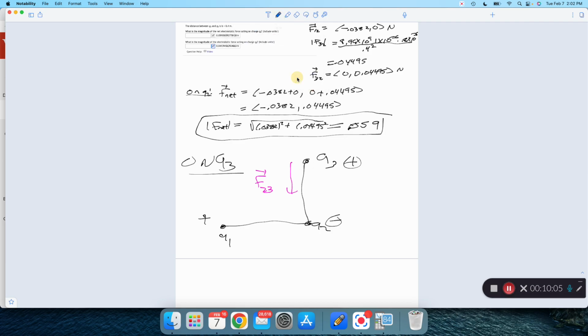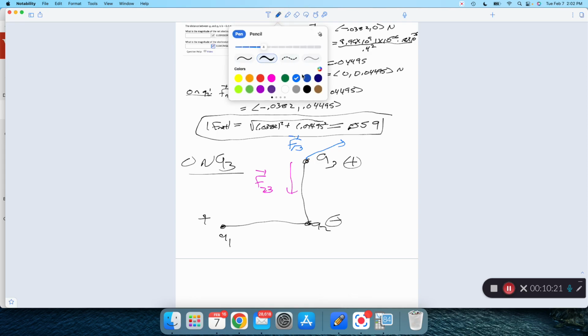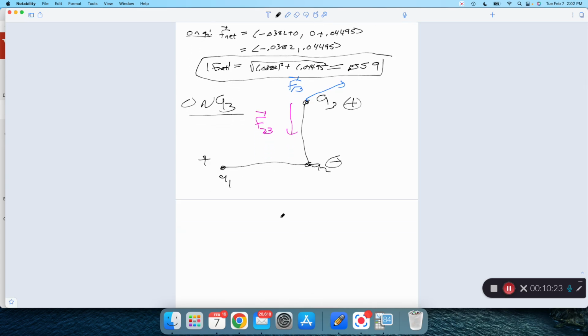And these guys are going to repel each other because they're both positive. So we'll have F1 on 3 pointing up at some angle. And we're going to have to find that angle. So if we draw a free body diagram here, here's Q3 right at the origin. We're going to have two vectors, F2 on 3 pointing straight down, and F1 on 3 pointing up at some angle. We're going to have to find that angle right there.